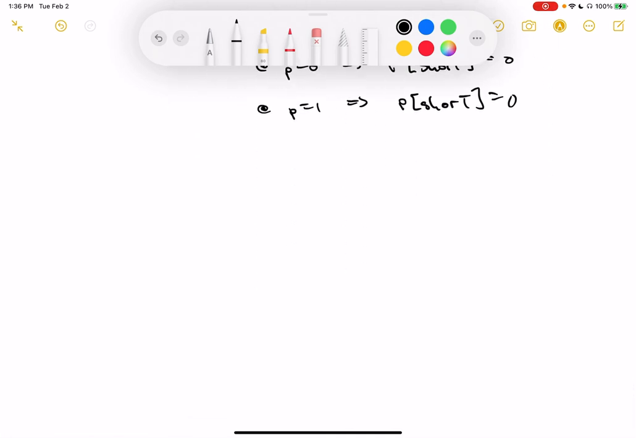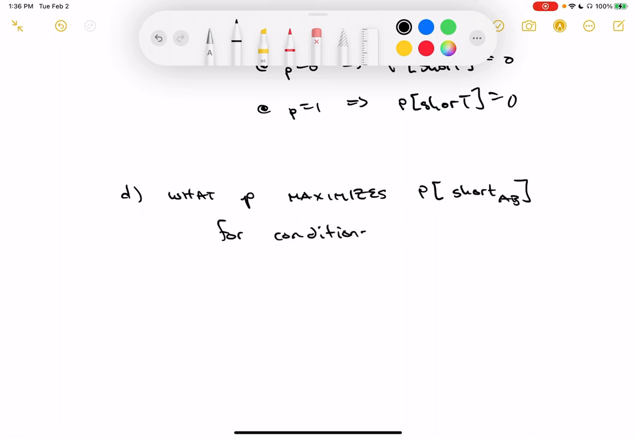One last one that we will do here, and I think this one will be super obvious as well, but it's worth it again, and it will help us emphasize that need for checking edges and boundaries. So let's do D. What P maximizes the probability of a short between A and B, for the conditions in part B, which is to say that P equals Q.